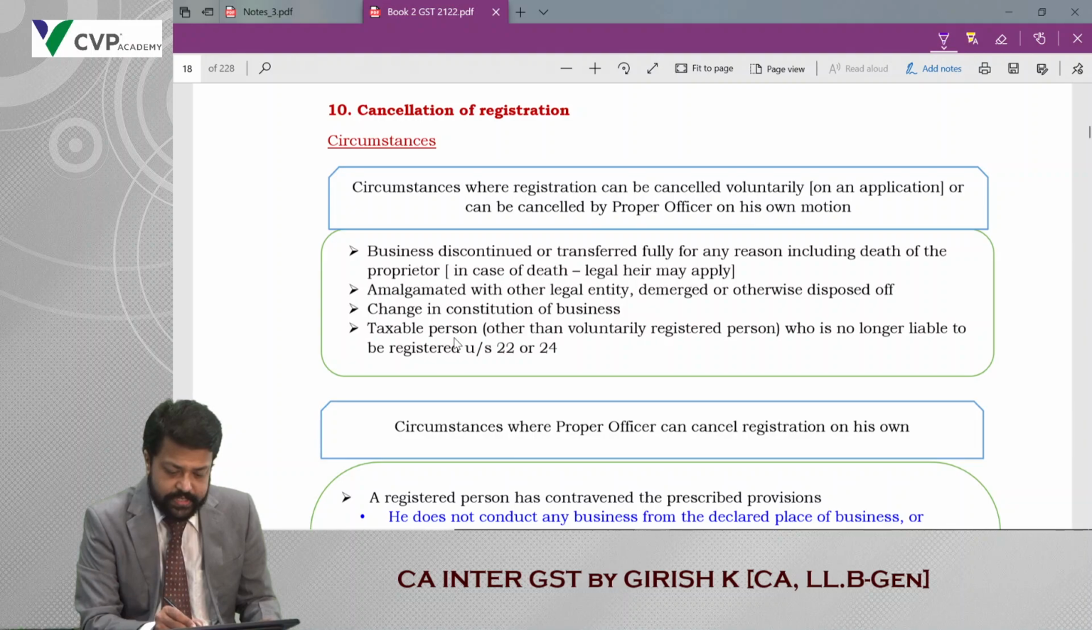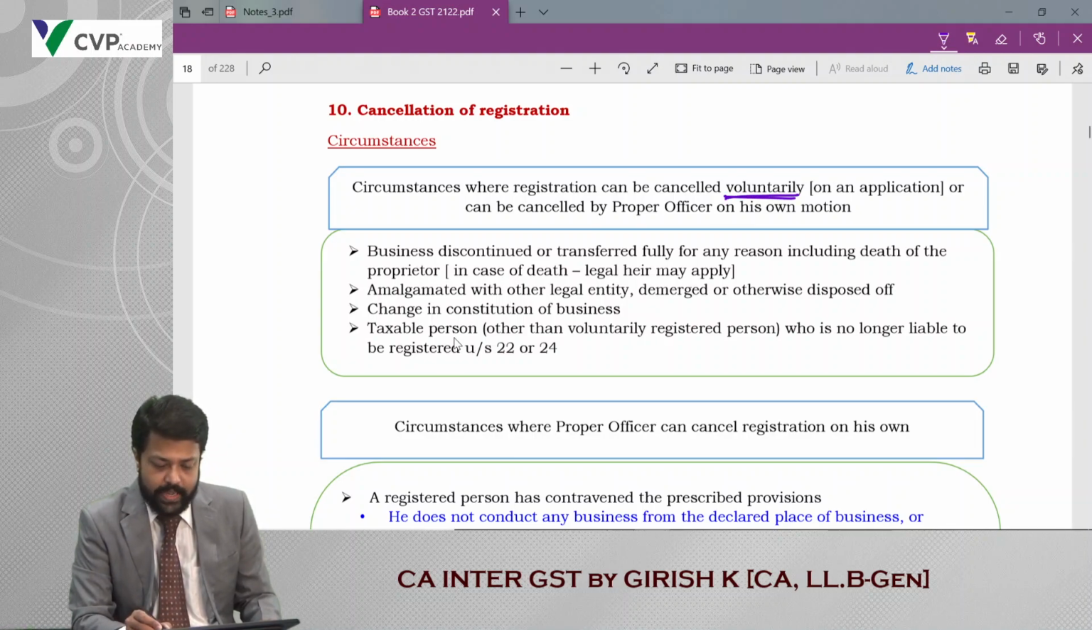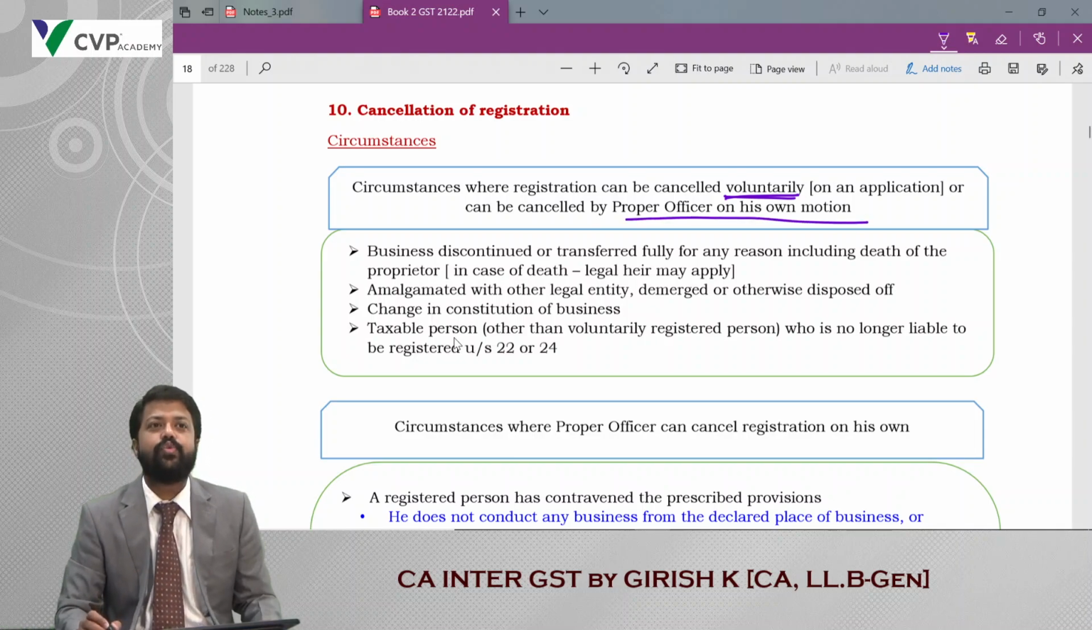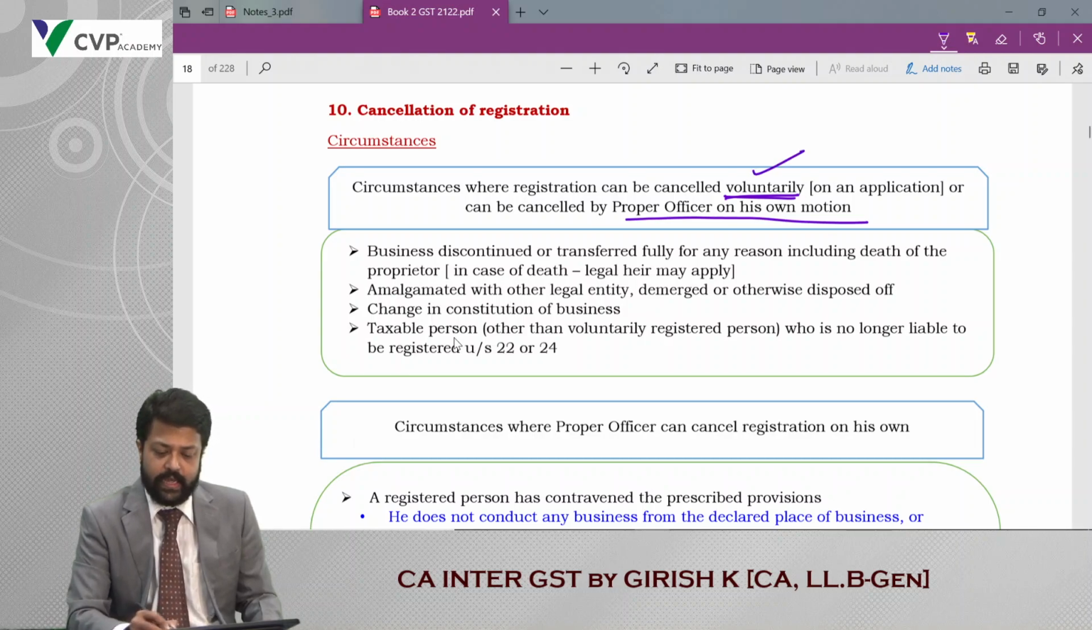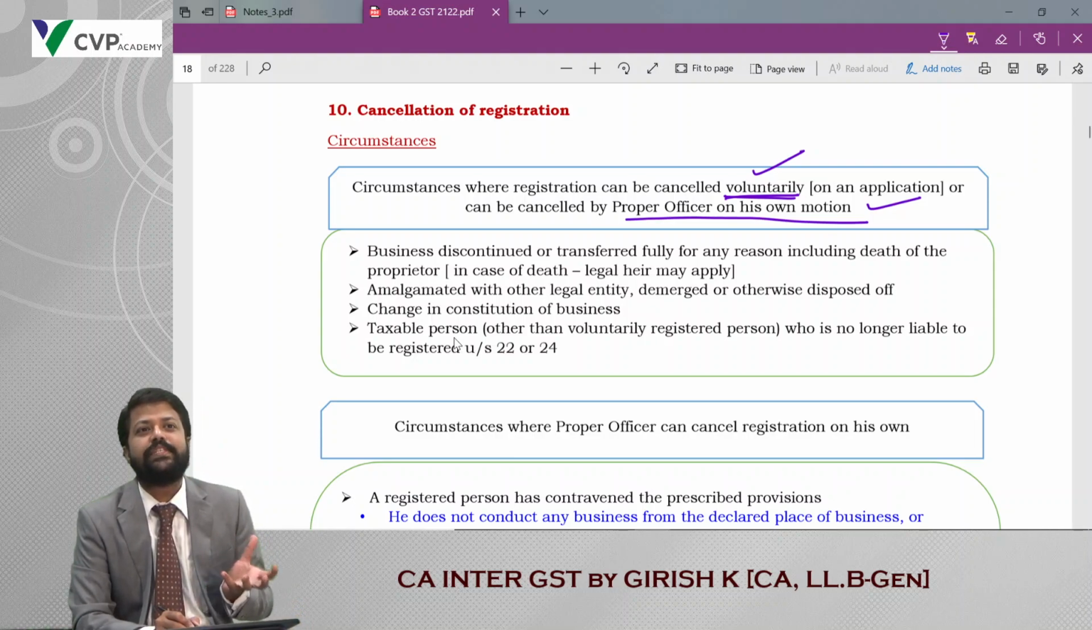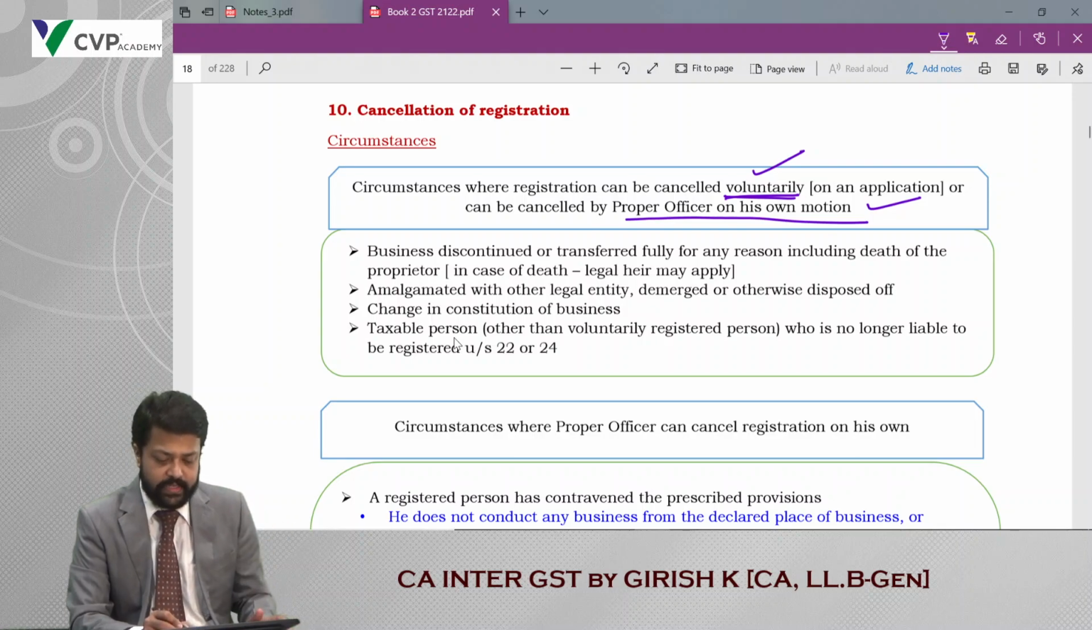Circumstances where registration can be cancelled: voluntarily, or on an application, or it can be cancelled by the proper officer on his own motion. So there are two things: one is voluntarily, the other is on own motion by the proper officer, which is also called suo motu by the officer. Okay, so business discontinued or transferred fully for any reason including death of the proprietor etc., amalgamated with other legal entities, so that entity itself loses its existence, so they need to cancel the registration.